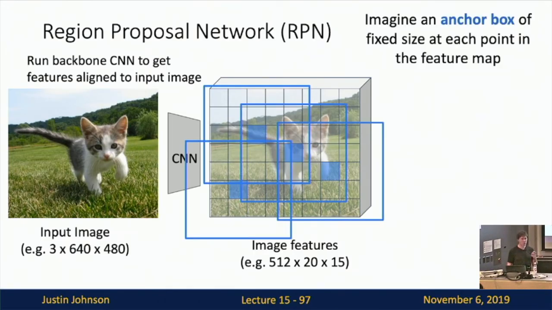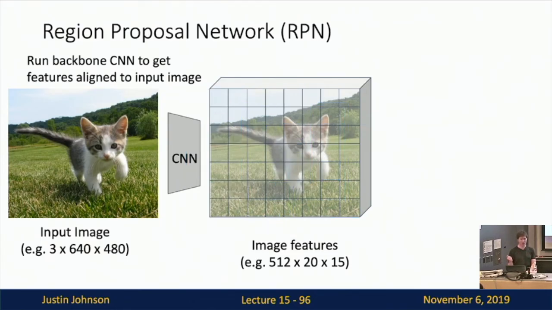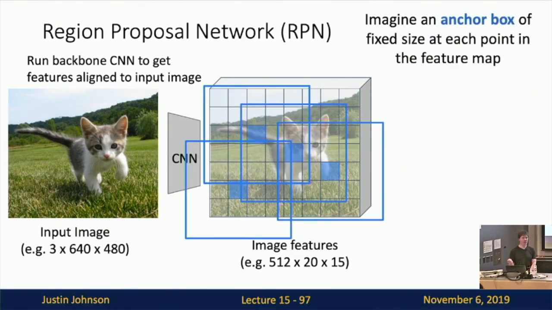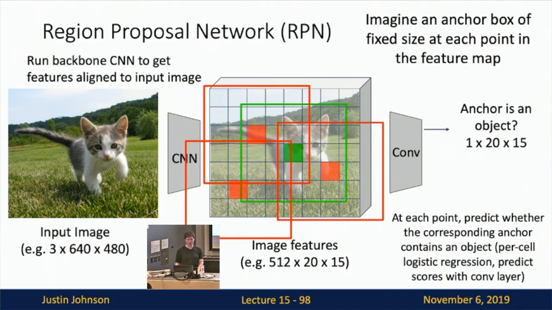And now the idea is that, again, we recall that these convolutional image features coming out of the backbone network are all kind of aligned to positions in the input image. So what we can do is, at each point in this convolutional feature map, we can imagine an anchor box that is some bounding box of a fixed size, a fixed aspect ratio, but it just slides around, and we place an anchor box at every position in this convolutional feature map coming out of the backbone network. And now our task is to train a little convolutional neural network that will classify these anchor boxes as either containing an object or not containing an object.